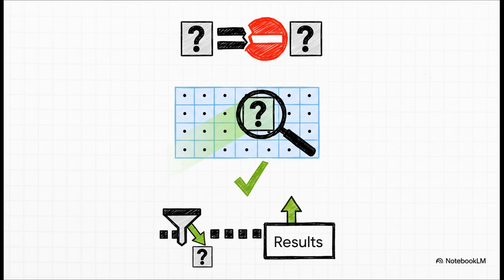So here's the bottom line, the thing you absolutely have to remember. You can never, ever use the equal sign to find nulls. It will always fail because of that three-valued logic. Instead, SQL gives us a special command just for this. To find rows where a value is missing, you have to use IS NULL. And to find rows where a value exists, you use IS NOT NULL.